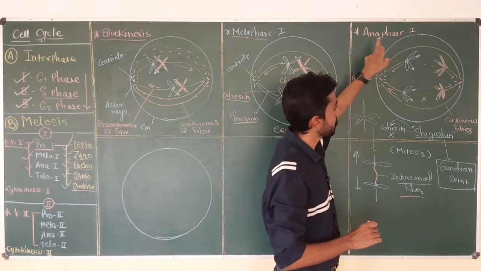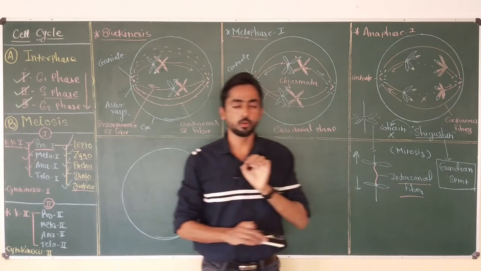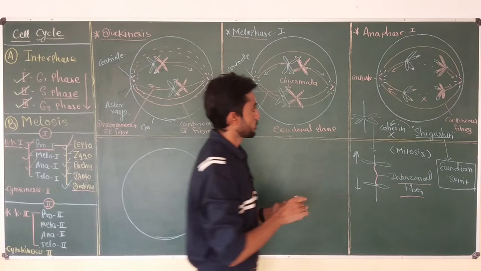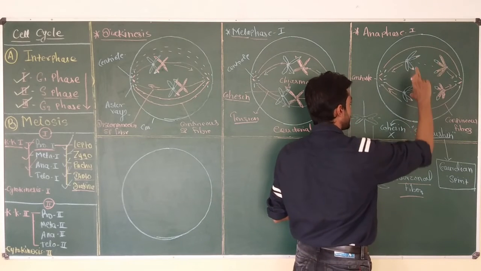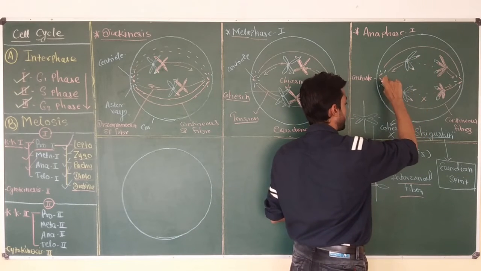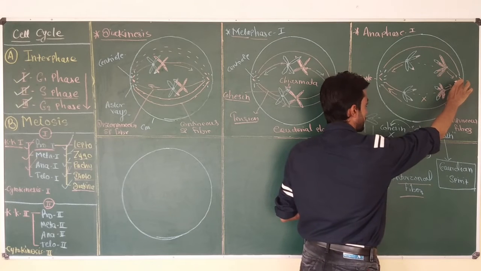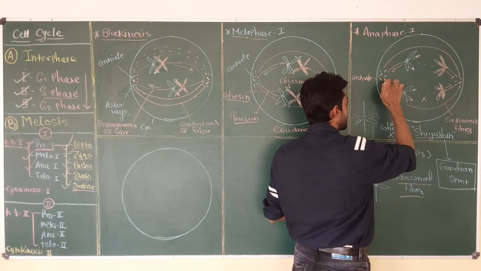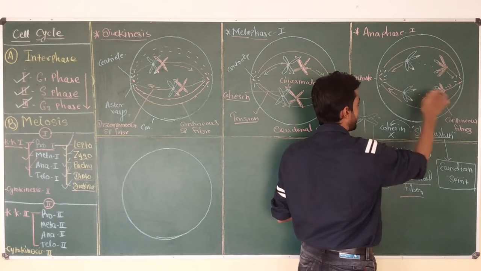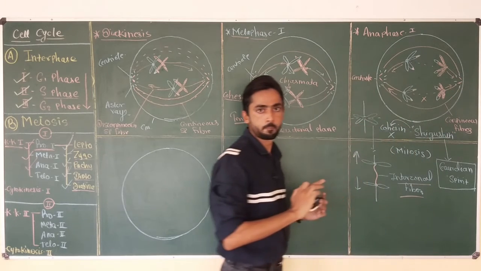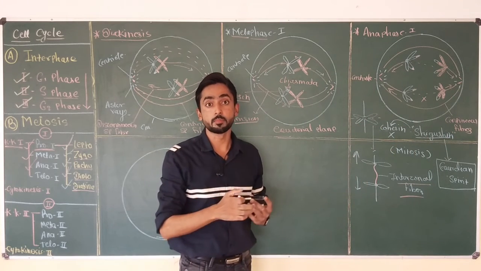So at the end of anaphase 1, what we are going to see is 50% of the chromosomes, 2 out of 4 chromosomes, reach this pole and the remaining 2 reach the opposite pole. And now this centriole is going to have 50% of the genetic information. Okay, chromosome number gets reduced.